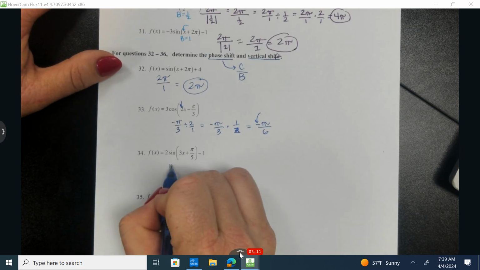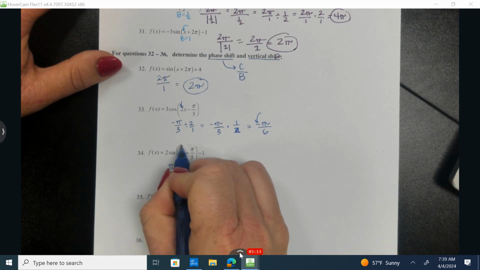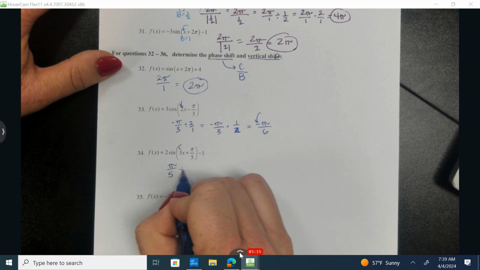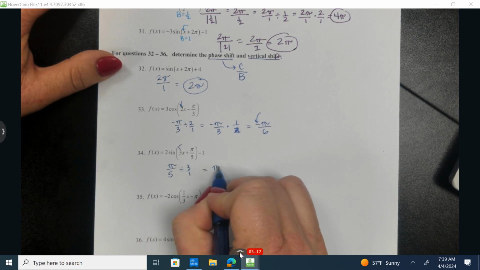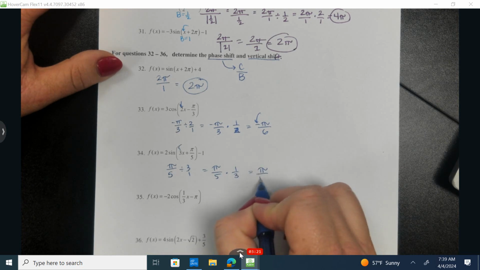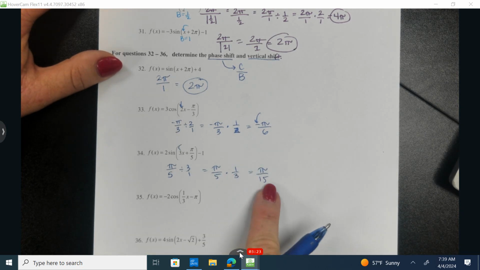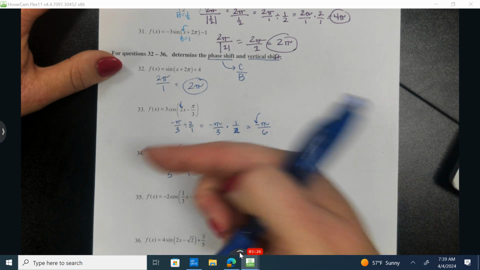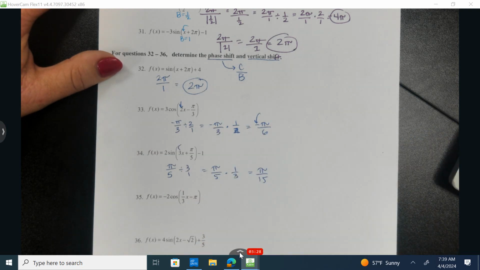Let's do number 34. I have pi over 5. I'm going to divide it by the coefficient, so divided by 3 over 1. So pi over 5 times the reciprocal gives us pi over 15. Now because this is a positive value, we do just the opposite. The phase shift is going to be to the left, pi over 15, and we have a vertical shift of down 1.